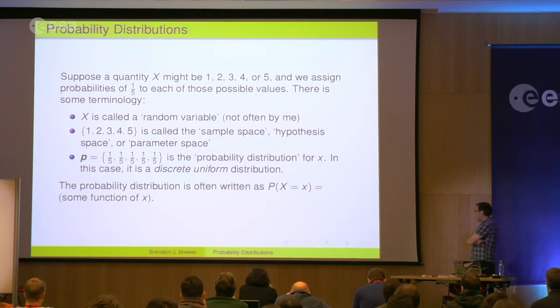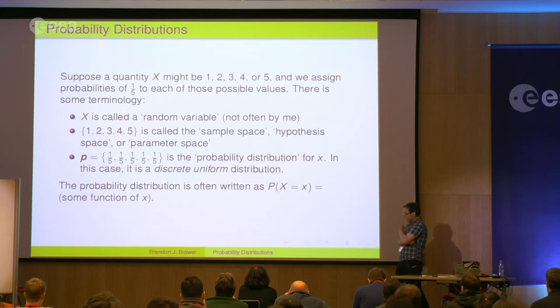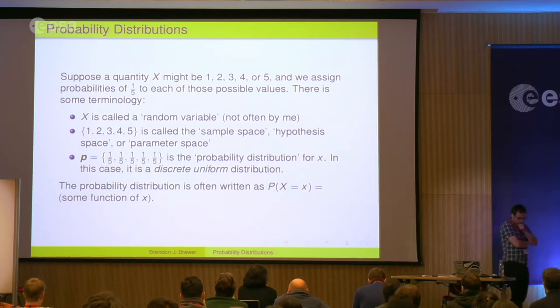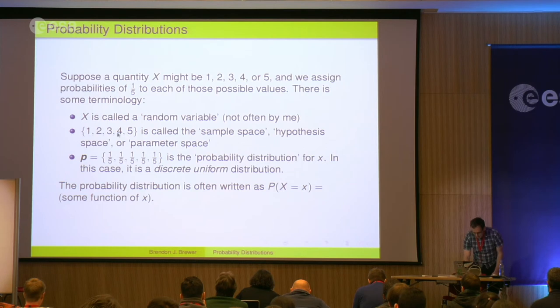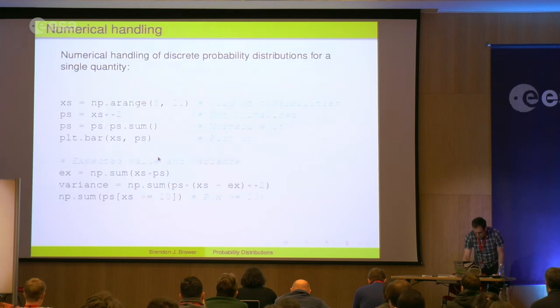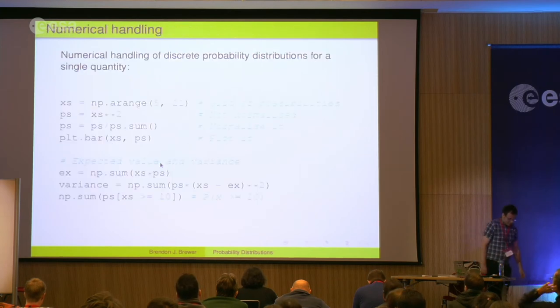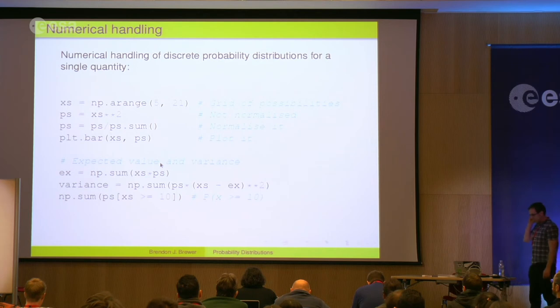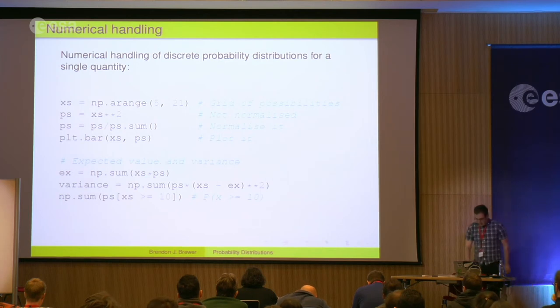And because these are all mutually exclusive values, X can't be 3 and 4, so we're just summing the appropriate subset of the probabilities. You would sum that plus that plus that, and you get 3/5. In code, if you're representing things with a grid like this, it's pretty straightforward as well. You just sum the appropriate subset.